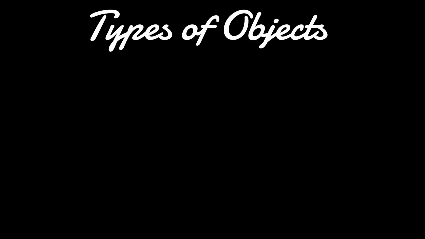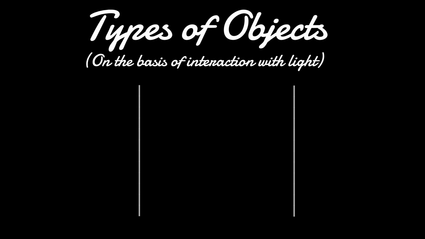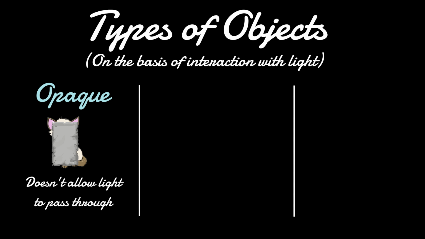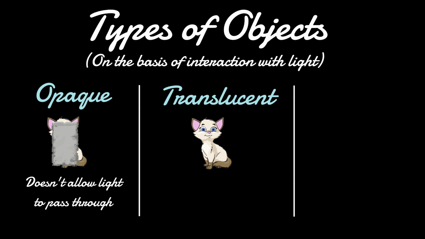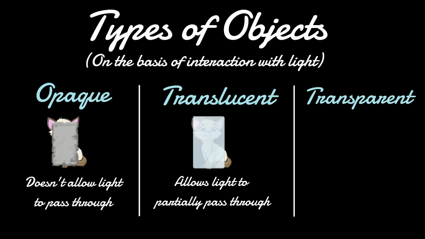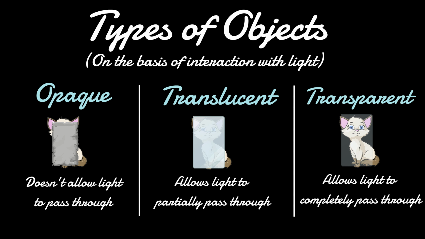of energy. Light behaves differently with various objects, and on this basis, objects are classified in three categories. The first category is opaque material that does not allow light to pass through them. The second category is translucent material that allows light to partially pass through them. The third category is transparent material that allows light to completely pass through them.